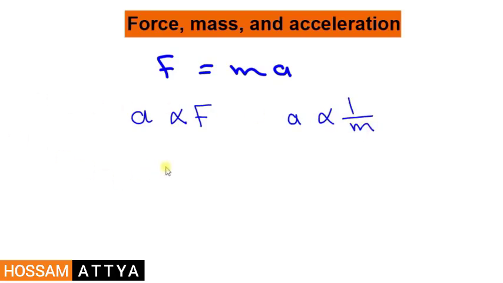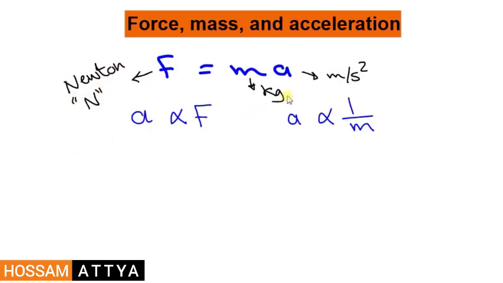And also we can write the unit of the force. If the mass is measured in kilogram and the acceleration is measured in meter per second square, the unit of the force will be Newton. And I'm confirming again, the mass must be in kilogram.